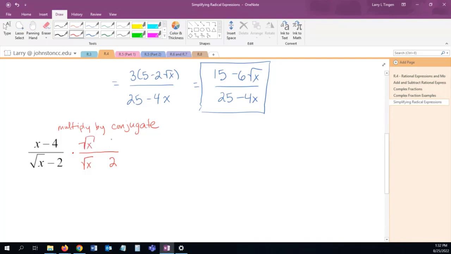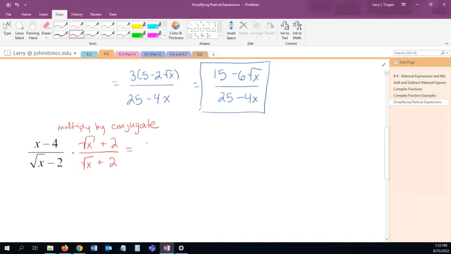Yep, plus sign, exactly. So whenever I get the conjugate, I just swap out my operation. In the problem, I'm doing minus, so the conjugate must have a plus. And the whole purpose of the conjugate is to make the root go away. Anytime I multiply some radical by its conjugate, what I'm going to end up with is a real number, or I'm going to end up with a rational number.